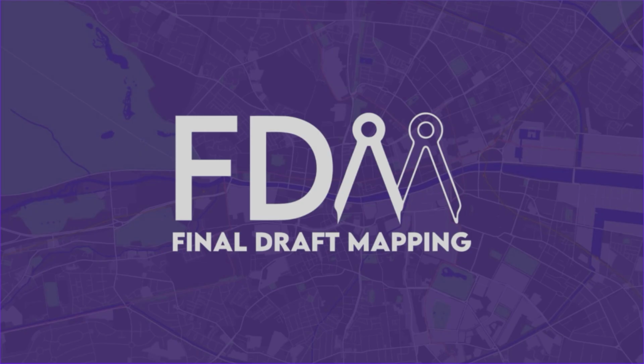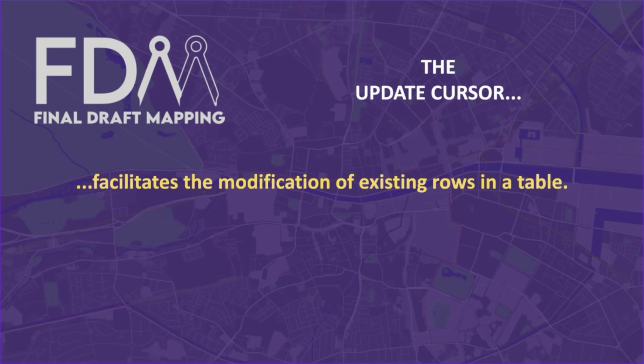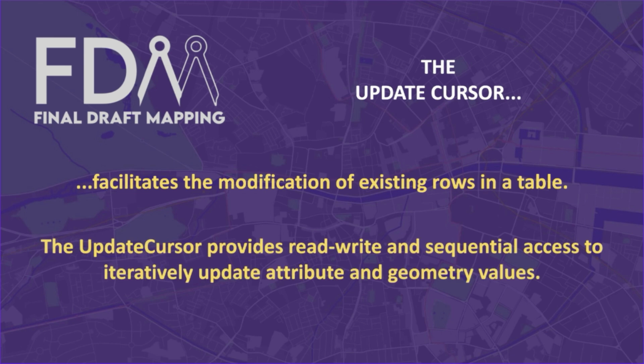Welcome to the section for our third and final cursor, the Update Cursor. The Update Cursor is an ArcPy Python object that facilitates the modification of existing rows in a table. The Update Cursor provides read, write and sequential access to iteratively update attribute and geometry values. The Update Cursor is very valuable for automating data management tasks by enabling you to make changes to attribute values and geometries within a dataset programmatically.